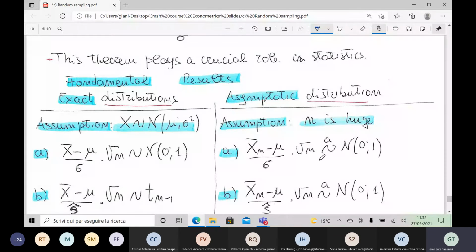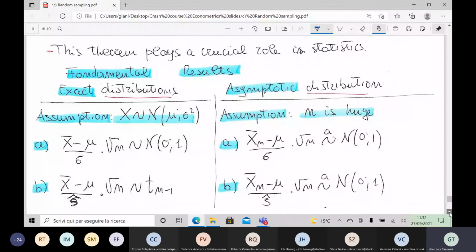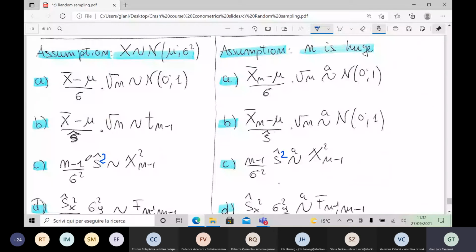That is, the bigger the dimension of the sample, the better the approximation of the true distribution of this quantity, which is unknown, obtained by approximating it using the standard normal. Then remember, I called it C. In reality, this is case B. Guys, wait a moment. In the derivation we did, this one is case C, and this is case B.